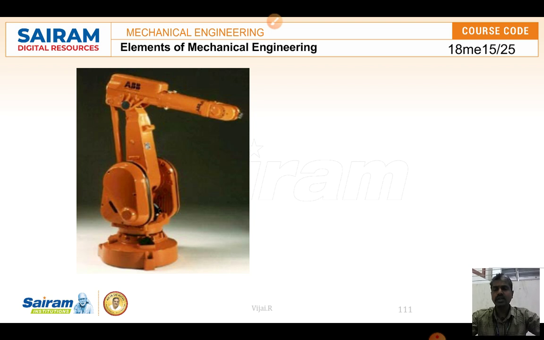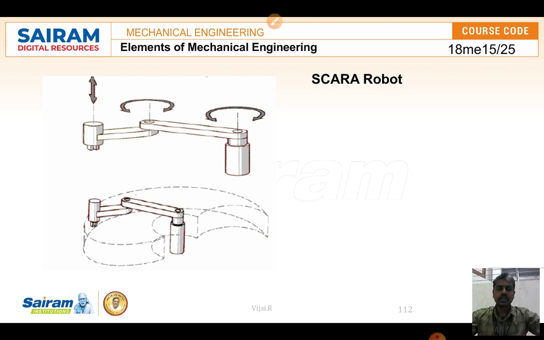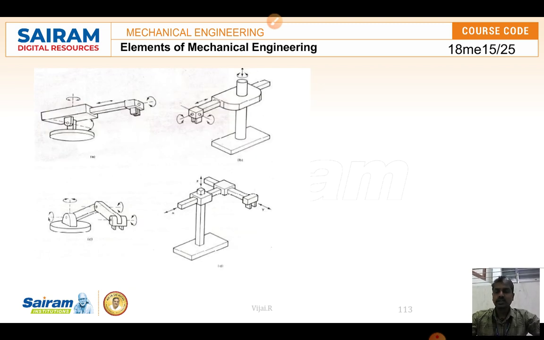And finally, we come to the articulated robot, that is the SCARA robot, which consists of one linear movement and two rotary movements. We can see how it functions by moving it. These are the basic robot classifications based on physical configuration.